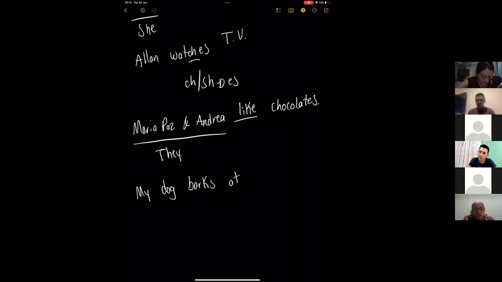For example, this one. The original verb is bark, but it is a dog, which is an it, and you know that we can use it for animals or things. Bark, it's ladrar en español, teacher. Okay. Completely correct. So my dog barks at everyone.